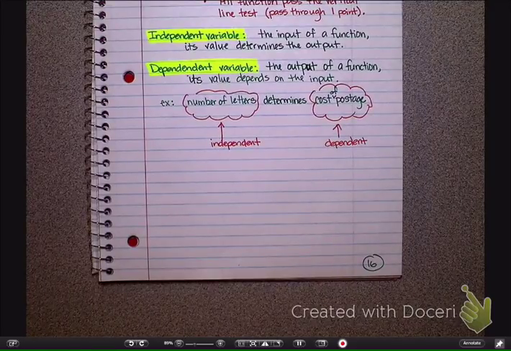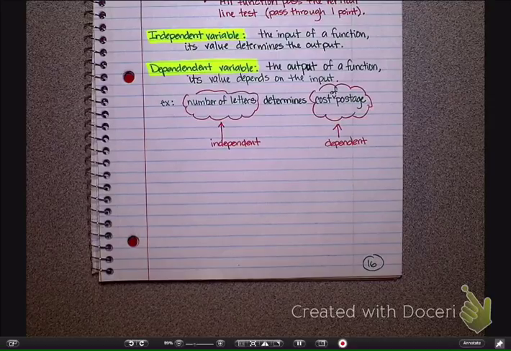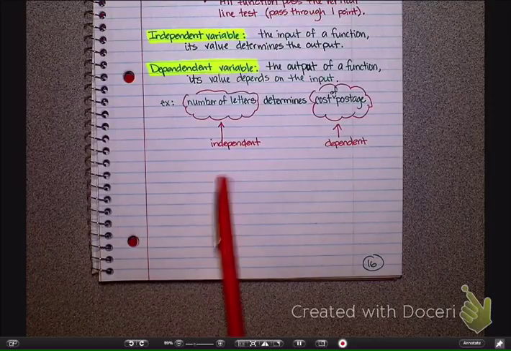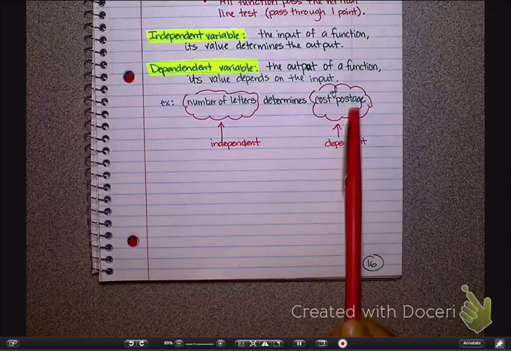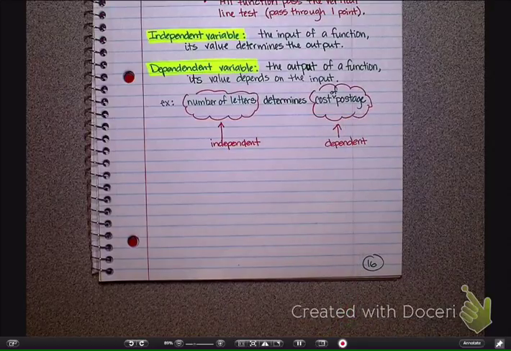Like, I go to the post office. The postal lady doesn't tell me how much I pay first. She asks me how many letters I'm mailing. Then she tells me how much I pay. So I have to know this one in order to figure out the second one.